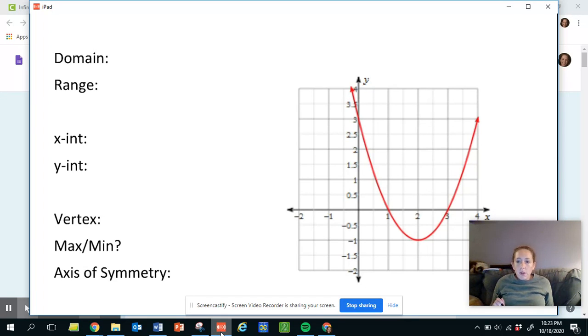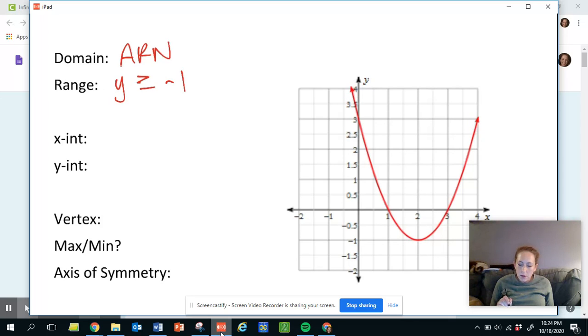And as far as domain and range, like I said last week, the domain for a quadratic, because it's got arrows on both sides, is always going to be all real numbers. The range, everything is above the vertex. So I'm going to say y is greater than or equal to -1.